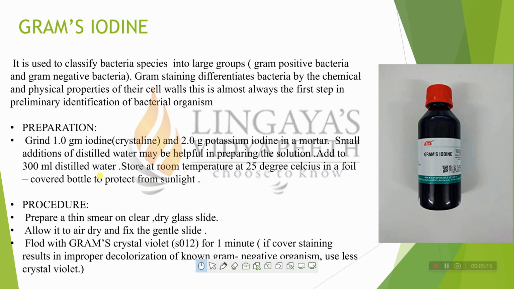Now, how do you prepare the Gram's iodine? You have to grind 1 gram of iodine and 2 grams of potassium iodide in a mortar. After grinding this, you have to add distilled water.